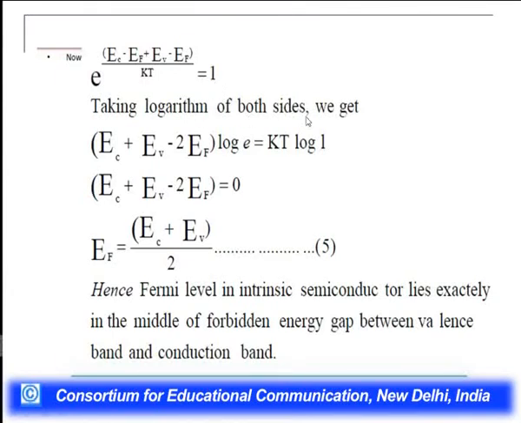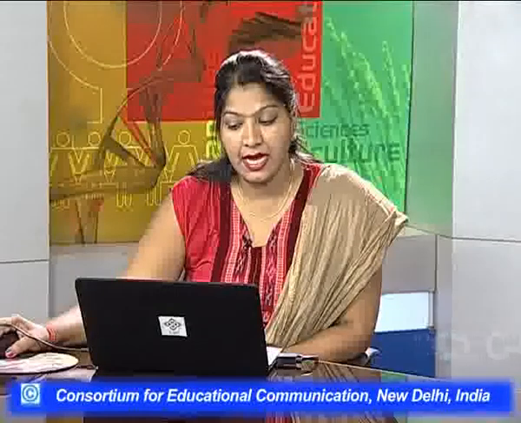By taking the logarithm of both sides, we have (EC + EV − 2EF) log e = KT log 1, and then we have EC + EV = 2EF. So EF, the energy of the Fermi level, is equal to (EC + EV)/2, which represents that the Fermi level in the intrinsic semiconductor lies exactly in the middle of the forbidden energy gap between the valence band and the conduction band.